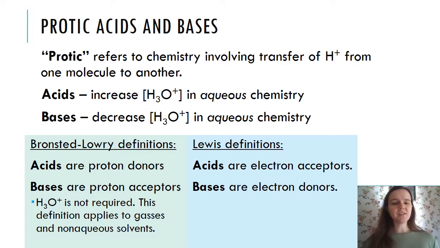From Bronsted-Lowry, so Bronsted-Lowry says an acid is a proton donor. Lewis' definition said acids are electron acceptors. And so you want to keep in mind what these different meanings of acid and base chemistry are.